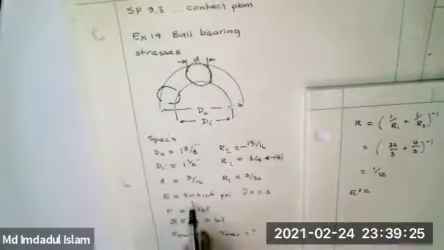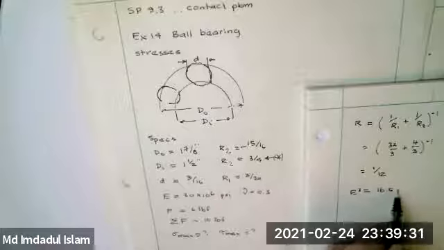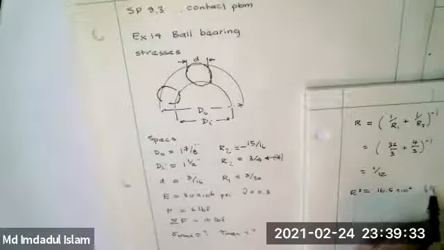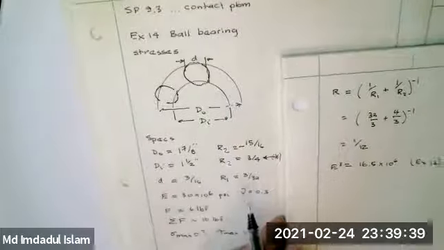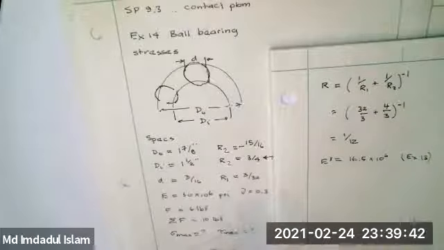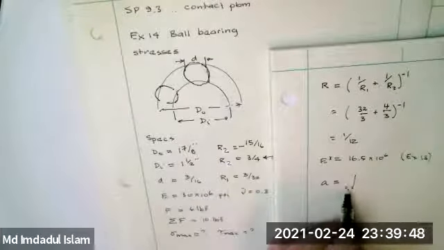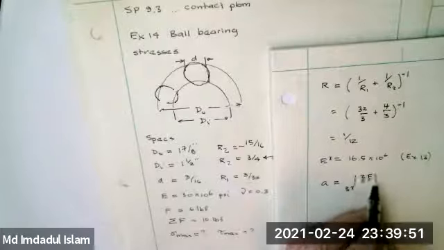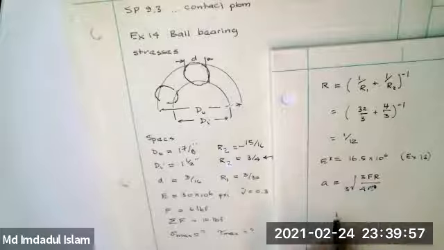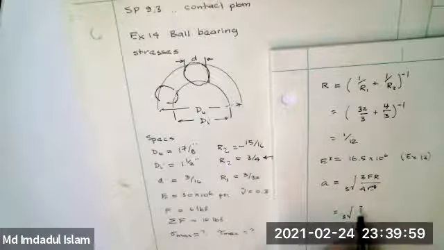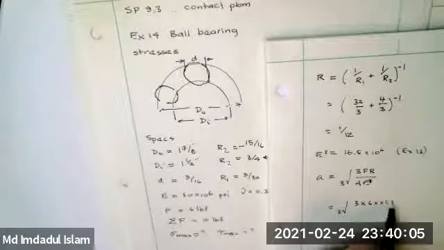We did this before when E was 30 times 10 to the 6 and u was 0.3. We got 16.5 times 10 to the 6. We got that in example 13. Then we can compute A. F, I said, was 6 pounds. R is 1/12.